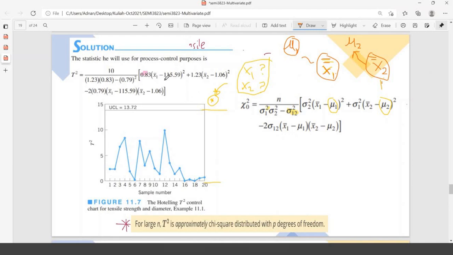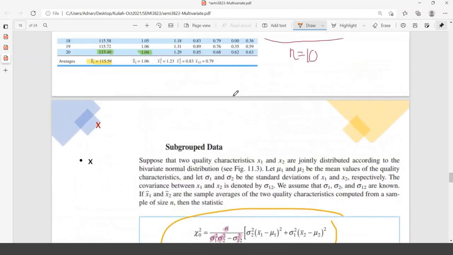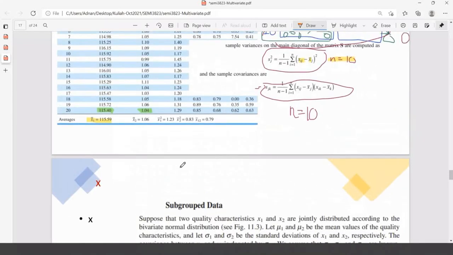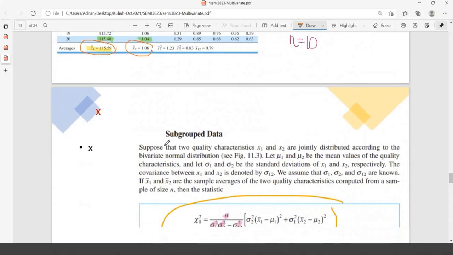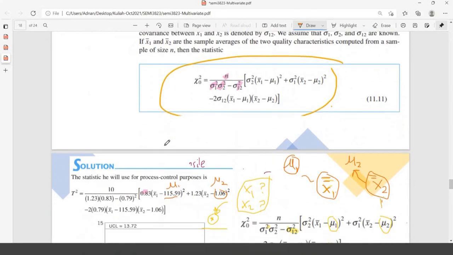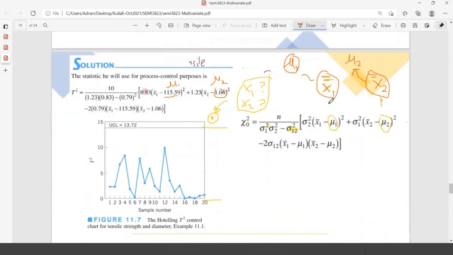If you see here, this is what we get. So this is mu1 and this is mu2. Where do you get this value? 115. You see, 115 is here. This value 1.06 is mu2, which is X double bar. So we approximate the population based on the sample. This symbol mu is normally used for population. Is it okay?